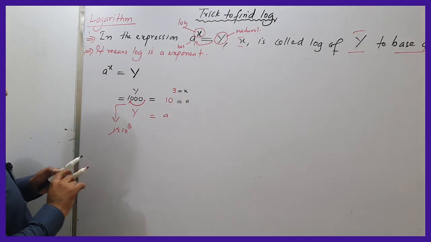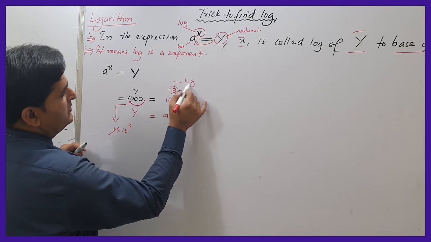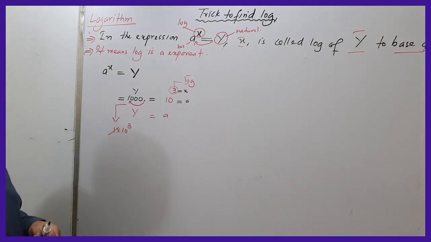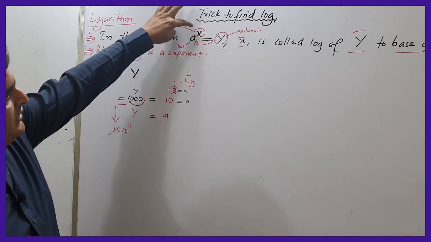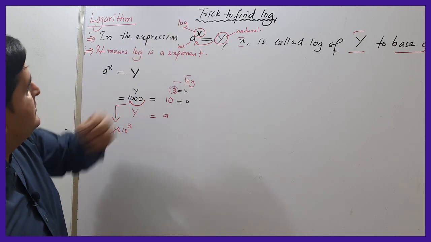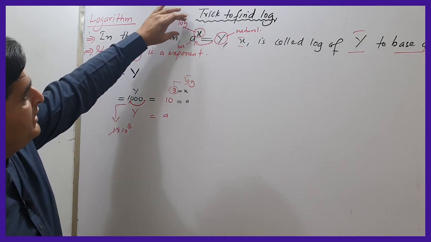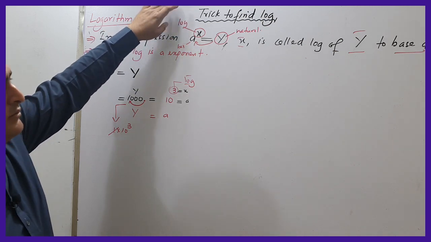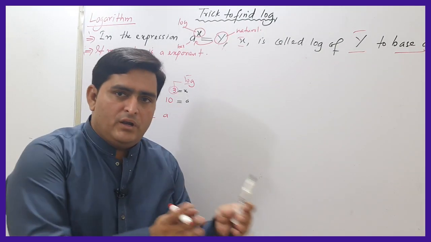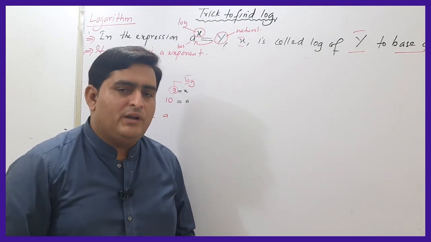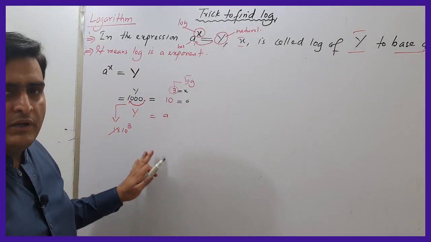It means this exponent is the logarithm. In the expression a power x is equal to y, we have converted this number into a scientific number. After converting it into a scientific number, the power is called the logarithm. So for any natural number, you convert it into a scientific number, and its exponent will be its logarithm for simple numbers.